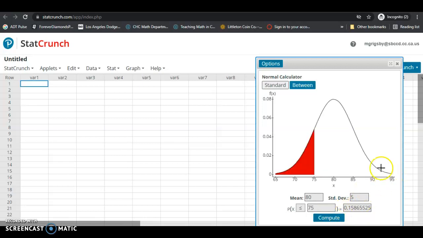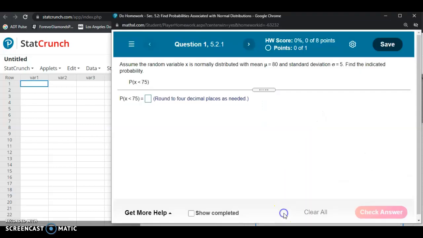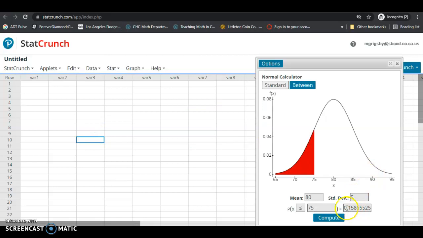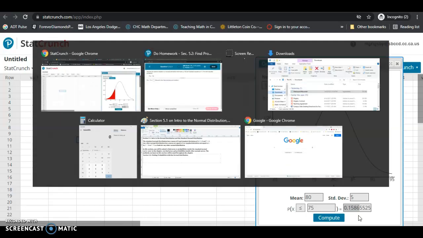So you have a normal curve with the indicated probability shaded in red here. And we're going to round our final answer to 4 decimal places, like we did in the previous video. So that's 6 there, which is 4 digits to the right of the decimal point, which will get rounded up to 7, so 0.1587 would be the answer.